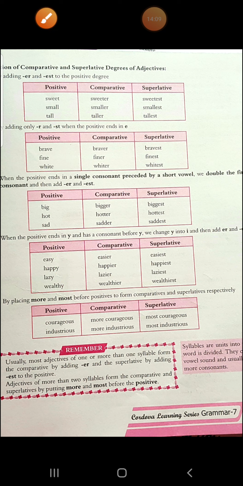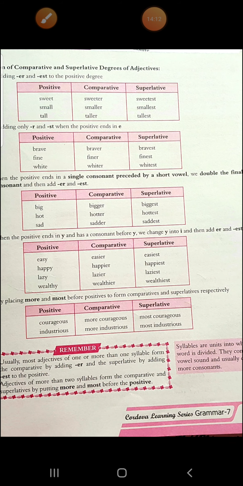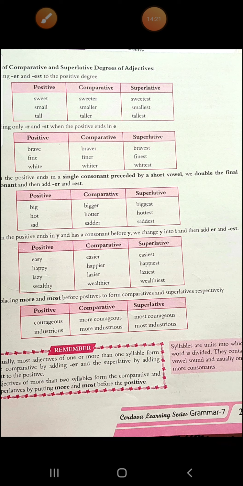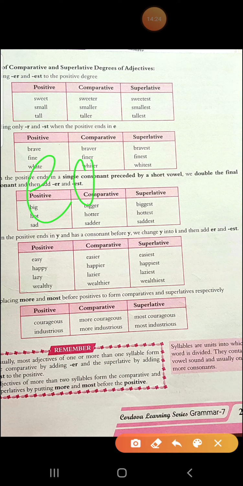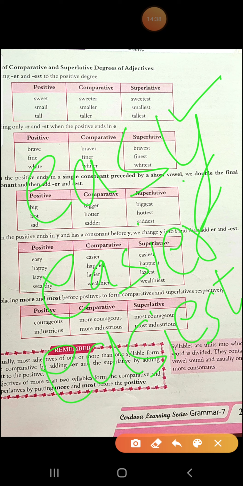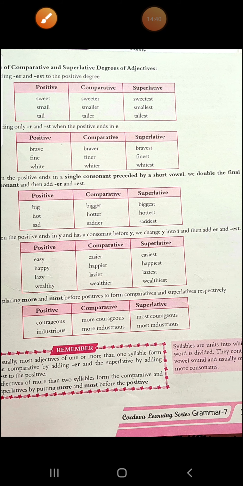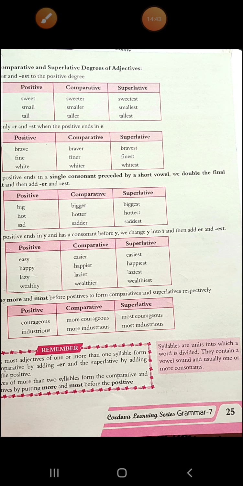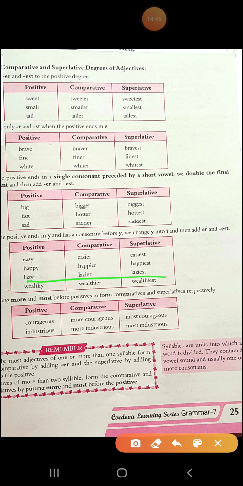All these are consonants. So what we do, first of all, we will change Y into I and then we will add ER and EST. So easy becomes easier, easiest. Like it was easy, EASY. We remove this, it becomes EASI, and then we will add ER or EST. Understood? So easy becomes easier, easiest. Happy becomes happier, happiest. Lazy becomes lazier, laziest. Wealthy becomes wealthier and wealthiest.